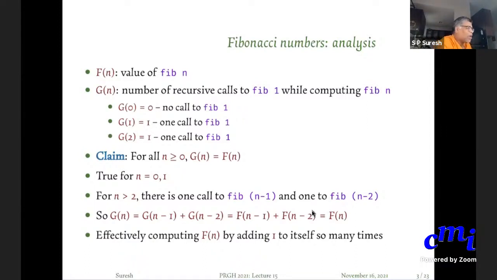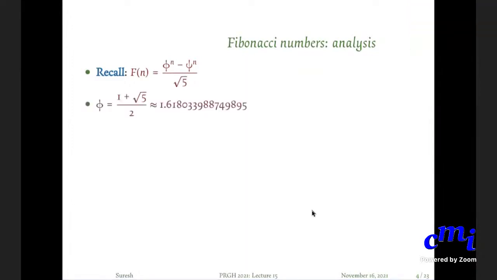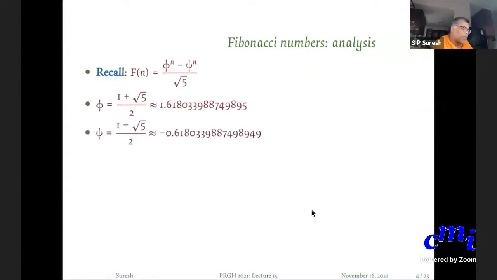Because if you recall, f of n itself is this. If you find out how to derive this, it is nice. But you can just sit and verify by hand, by induction, that this holds for every n. The crucial thing for you to note is that 1 plus phi is phi squared. What is phi? I need to tell you. Phi is (1 plus root 5) by 2, and psi is (1 minus root 5) by 2.